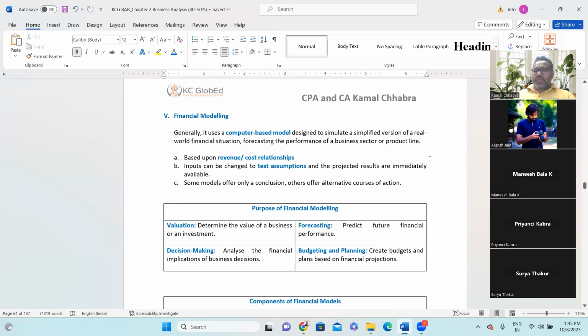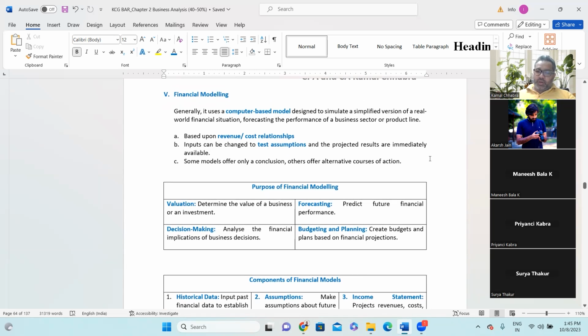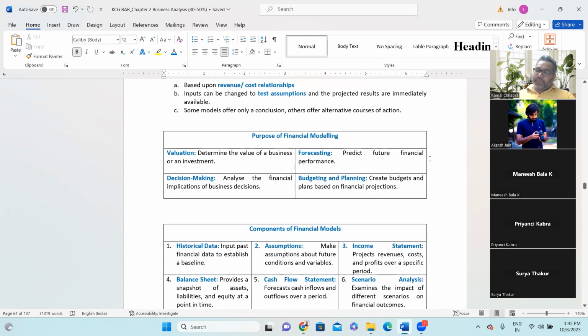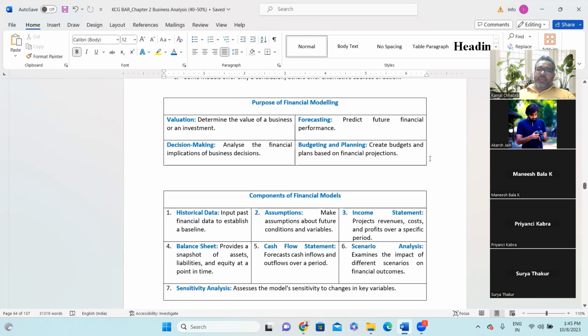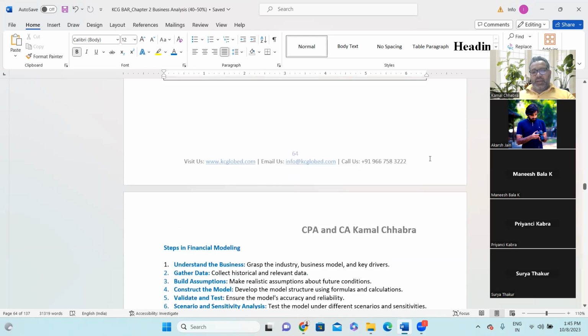So what all things have we understood in financial modeling? One, what is financial modeling? Second is the purpose of financial modeling, which is valuation, forecasting, decision making, budgeting, and reporting. Then components of financial modeling, what all things you need to keep in mind when you are making a financial model: historical data, assumptions, income statement, balance sheet, cash flow, scenario analysis, and sensitivity analysis.